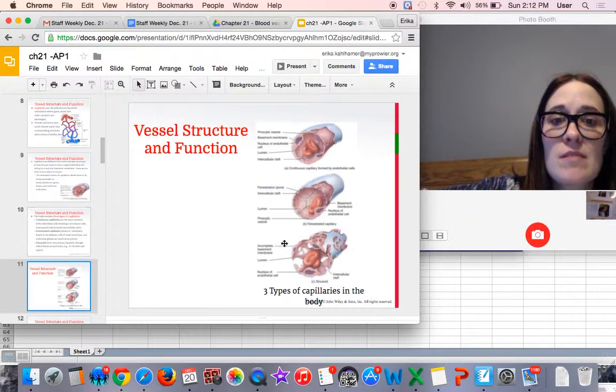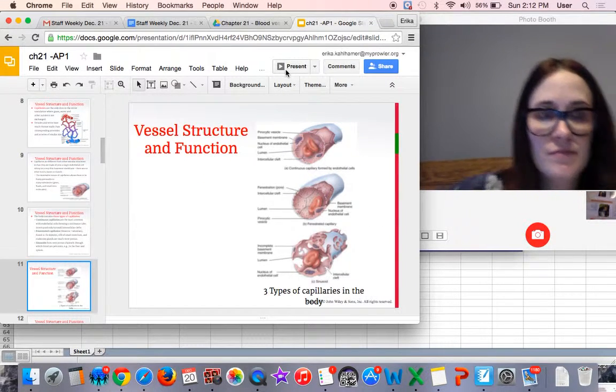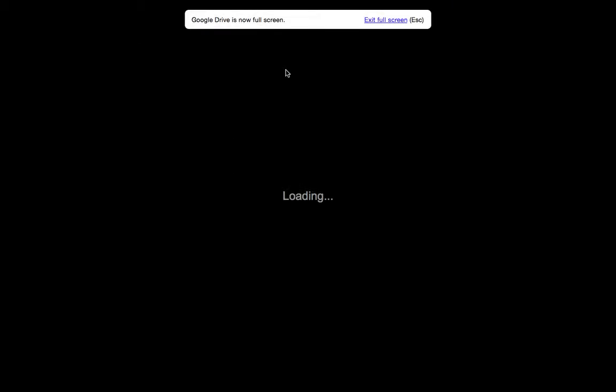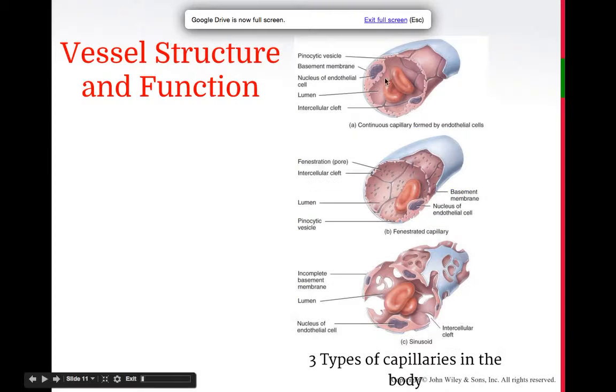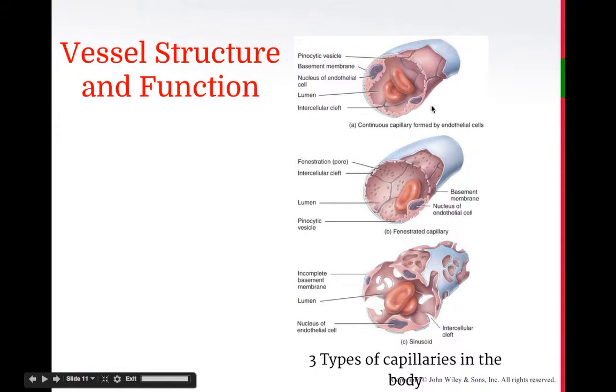And this is just an image of those three types of capillaries. Continuous, no real holes in it. Fenestrated, we see little holes like in the kidneys. And then here's the sinusoid, large holes.